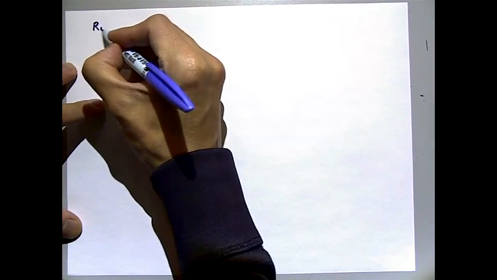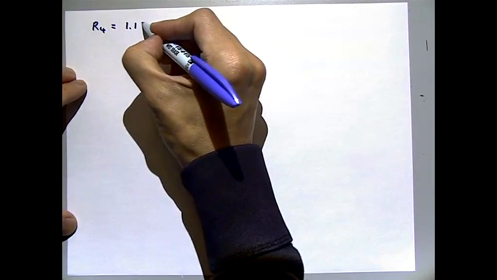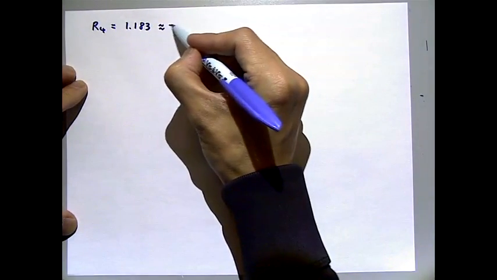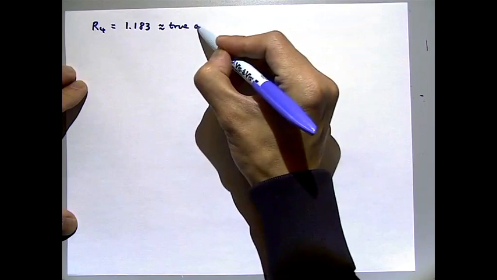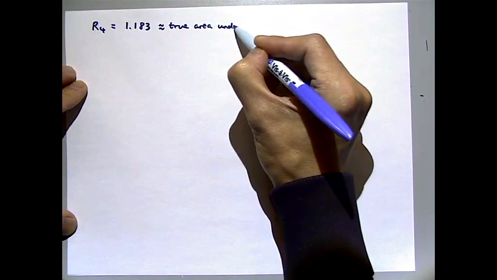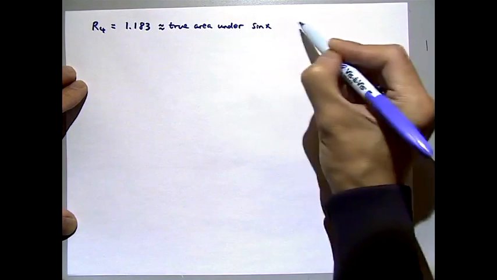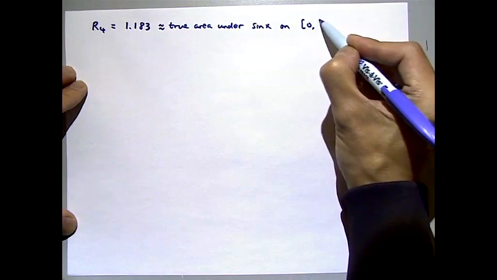All right. So let's see what we end up getting. For this part, you're going to have to use a calculator for some of those numbers, but that's okay. So we end up getting an R4 that turns out to be, if I add all of this stuff up, something around 1.183, which is going to be approximately, remember, the true area under sine of x on the interval 0 to pi over 2.